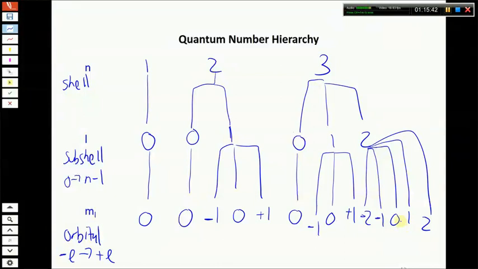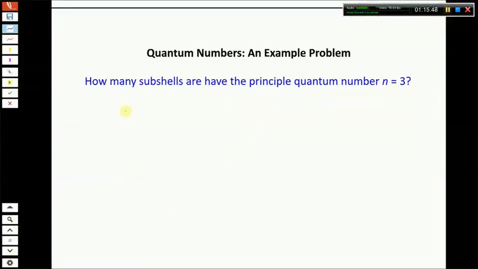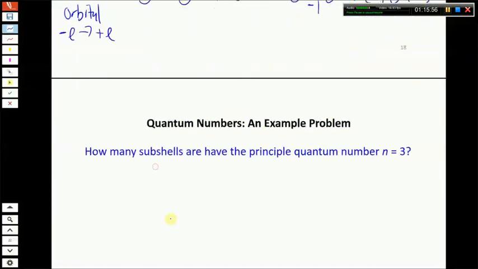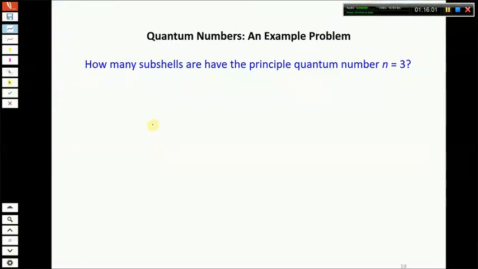So these are the relationships between quantum numbers, and we'll just close with a couple of example problems of how we use this and some helpful relationships that come out of this. So the first one here is how many orbitals are in the third shell? How many subshells have principal quantum number n equals 3? I skipped one. So how many subshells have the principal quantum number n equals 3?